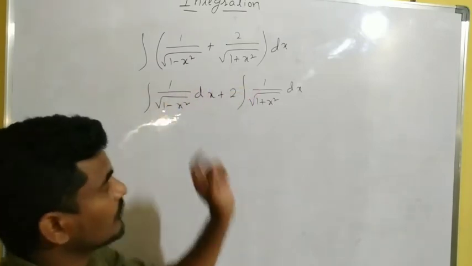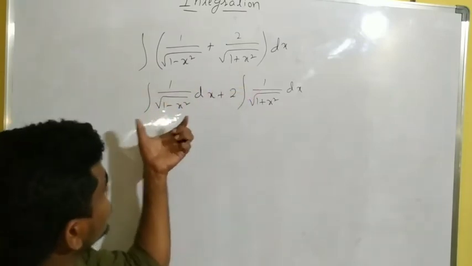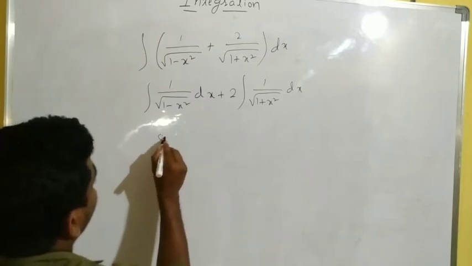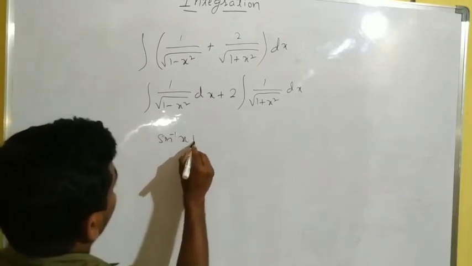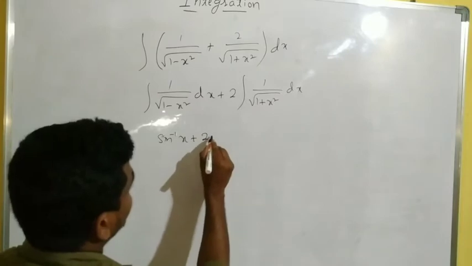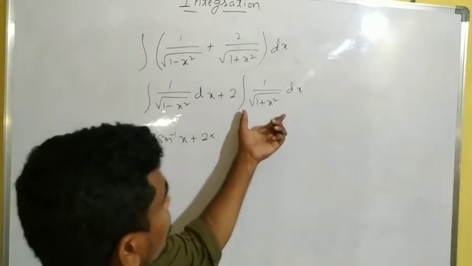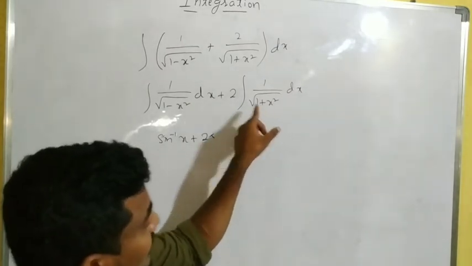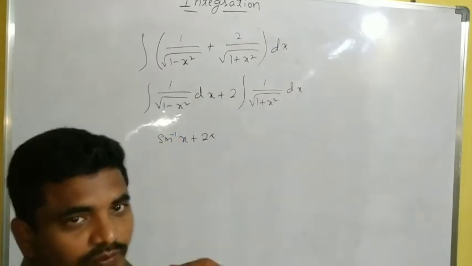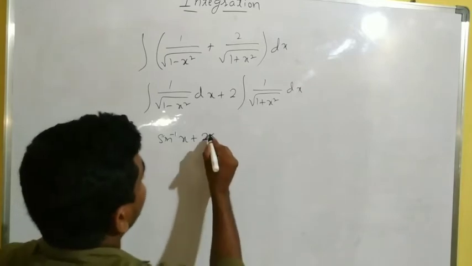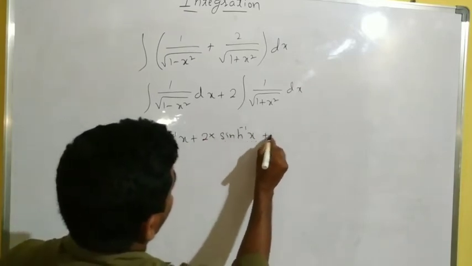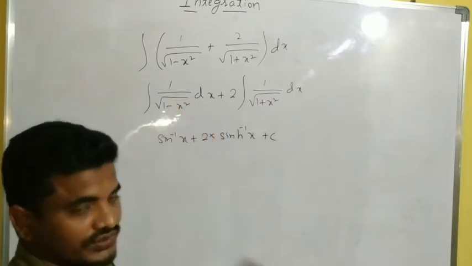So for both we have to take dx, and this is the formula of sine inverse x, sine inverse x plus 2 into, and this is the formula of integration of 1 by root over 1 plus x square, that is sinh inverse, the hyperbolic function we can take here, sinh inverse x plus c. This is the answer of this question.